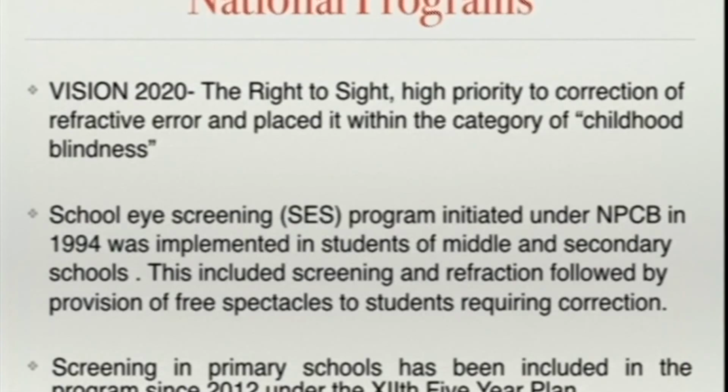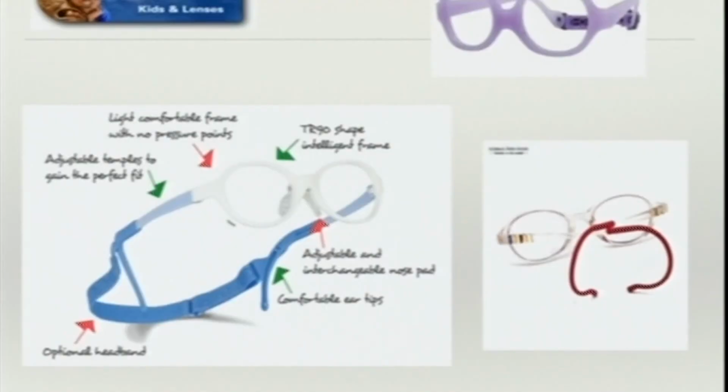A word about the national programs. It's under Vision 2020, there is a high priority to correcting refractive errors, and it's in the category of childhood blindness. Various school screening programs are being followed, and school screening is definitely very important for finding out these errors earlier on.